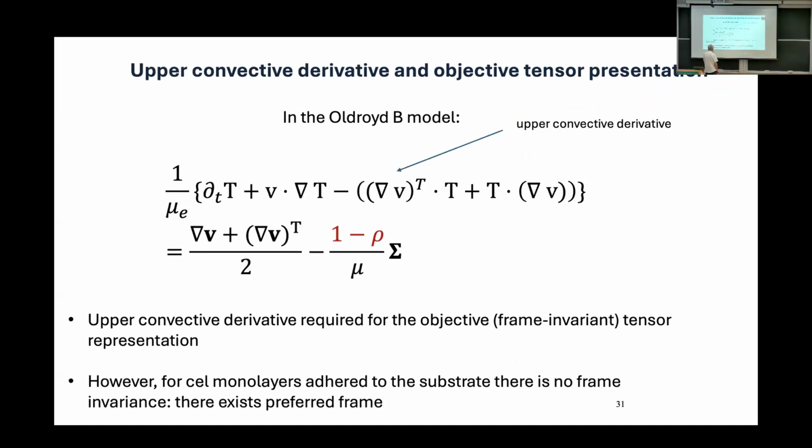But this objective representation of the tensor requires frame-invariant representation. So it would be valid if you work with bulk material, but in our case, the cell monolayer adheres to the substrate, and we have a preferred frame. So we argue that these terms should not really appear, which, if you look at the literature in active matter, depends on the author. Some people include them, some don't. We argue that they shouldn't be there, in fact. But self-propulsion actually imposes this term, because cells are self-propelled, so you still have advection.